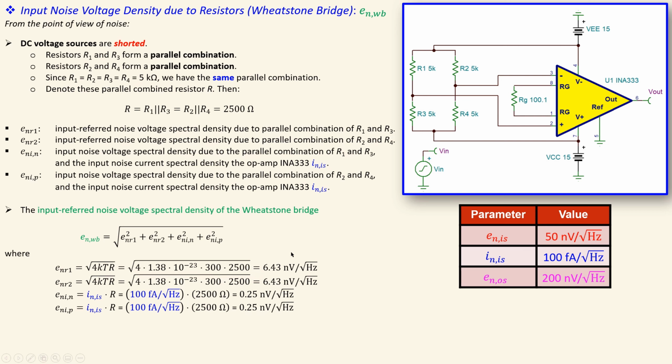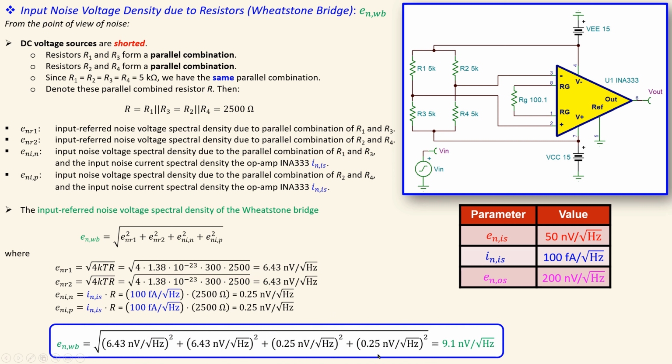Now I will combine these four values in here, and I will have this result, which will give me 9.1 nanovolts per root hertz. That's what we have as the contribution just due to those resistors from the Wheatstone Bridge, and also of course the input noise current source from the instrumentation amplifier.